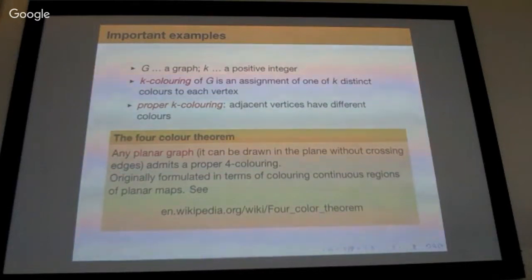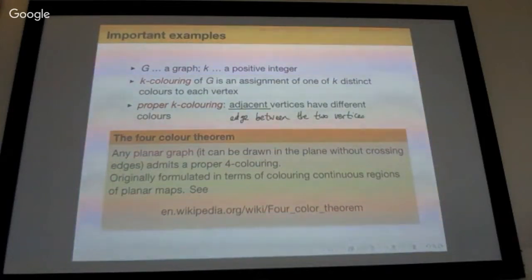K coloring means to every vertex you assign 1 of K colors. And a proper K coloring means that if vertices are joined with an edge, called adjacent, meaning there's an edge between them, then they have to have different colors. Now, the 4-color theorem is quite a famous one.